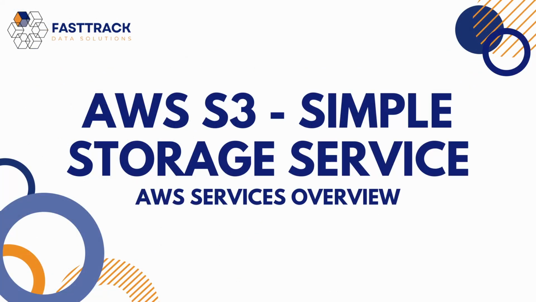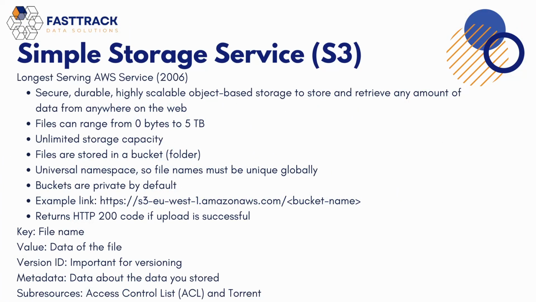Next is Simple Storage Service, or simply S3. AWS S3 is one of the longest-serving AWS services, since 2006. Think of it as a super flexible cloud folder system where you can store anything from tiny files to 5 terabyte objects, and it scales automatically as your storage needs grow. Every file lives in a bucket with a unique global name, and buckets are private by default unless you decide to share them. Behind the scenes, S3 tracks your files with keys, stores metadata, and even keeps versions if you want. It's secure, durable, and reliable, perfect for backups, archives, and web applications.